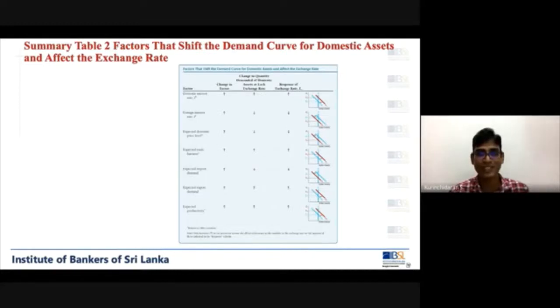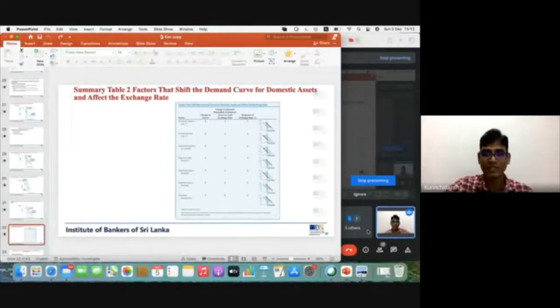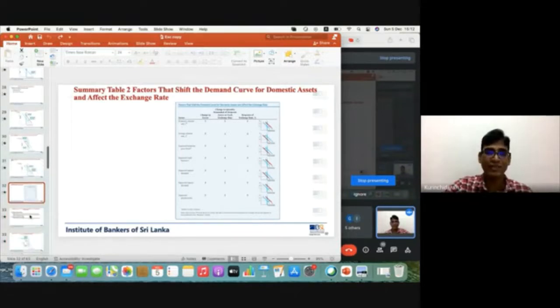The domestic interest rate is given, foreign interest rate is given, expected domestic price level, expected trade barriers, expected import demand, expected export demand, and expected productivity, right? Just see this. If you have any problem, even just you have an exam on 19th, right? If you have any doubts, you can email me, right? This is already discussed, but I have put it together based on the textbooks, so at a glance you can see the differences or what's happening.